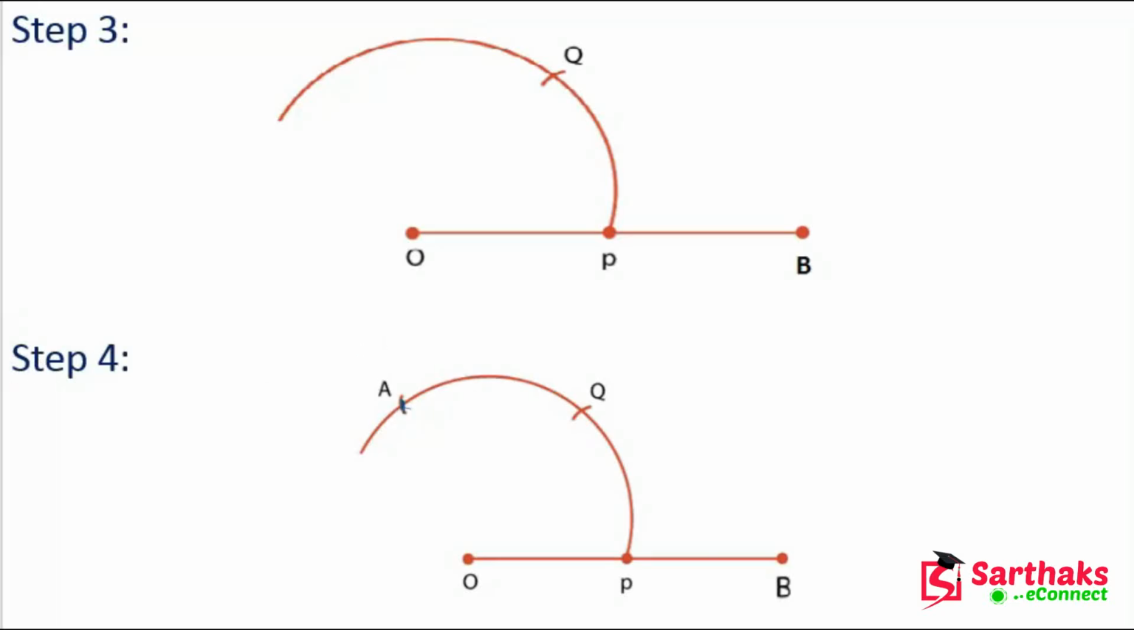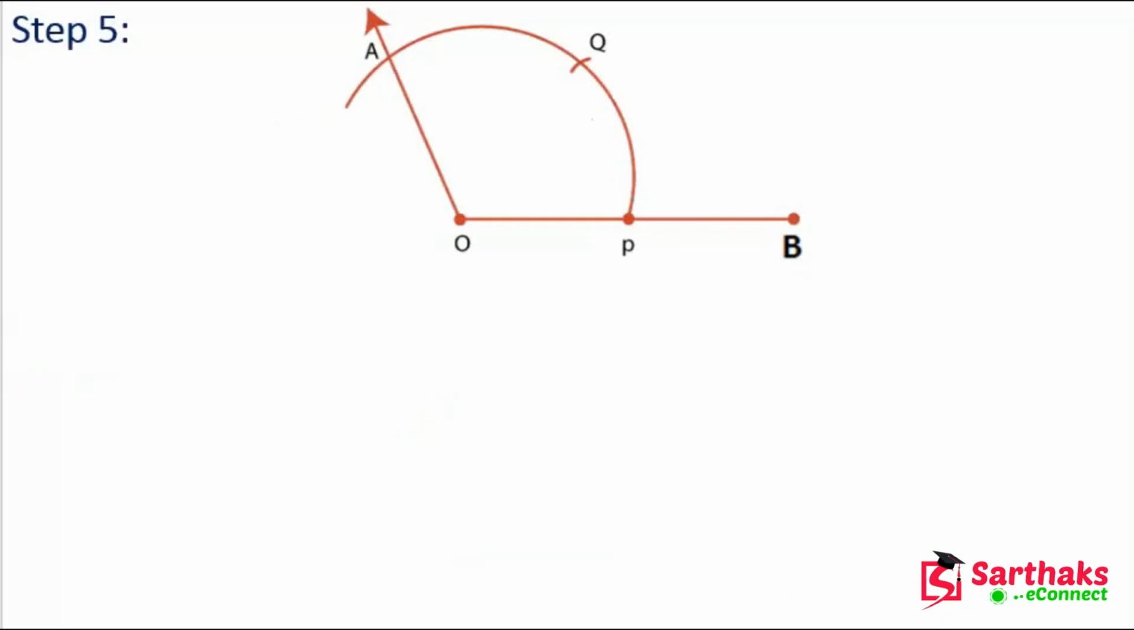Now the next step is step number 5. In this step, draw a line from point O through A. Now we have to draw this line OA. So this is the required angle, which means 120 degree. This angle is 120 degree. My dear friends, I hope you understand these things.